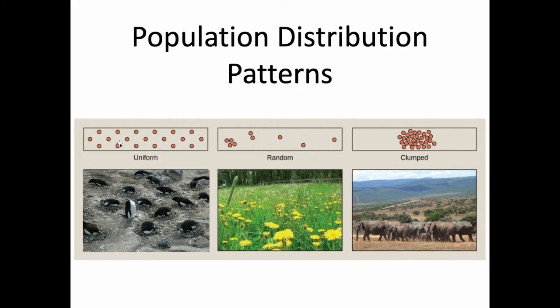Uniform distribution. Random is something we see a lot with plants. They don't get to choose where they are. They just start growing wherever the seed lands. So their distribution pattern is going to be random as a result. And then clumped, we see this in a lot of grazing animals that stay together for protection against predators. So they're going to choose to be as close together as possible. These are just some visual representations of these three distribution patterns: uniform, random, or clumped.